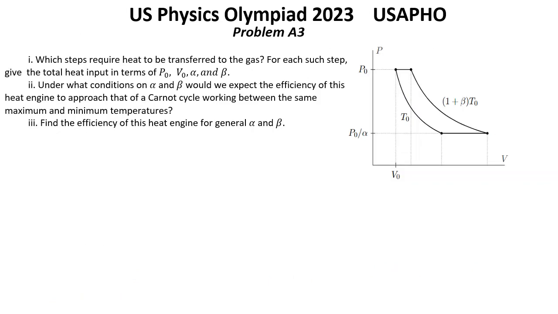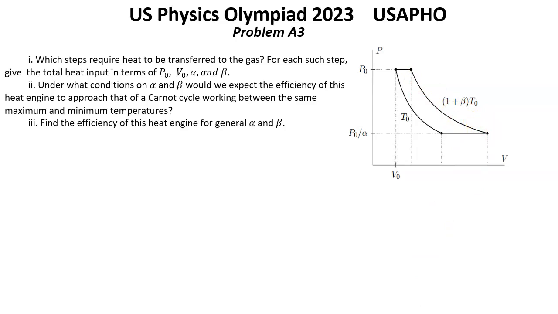Solution for Part A. First question. Which steps require heat to be transferred to the gas? For each such step, give the total heat input in terms of P0, V0, alpha and beta. Solution. Obviously heat is added to the gas in the first two steps, from this point to this point and from this point to this point.